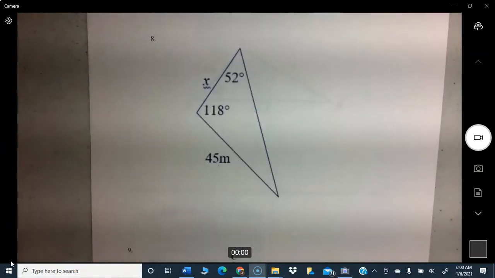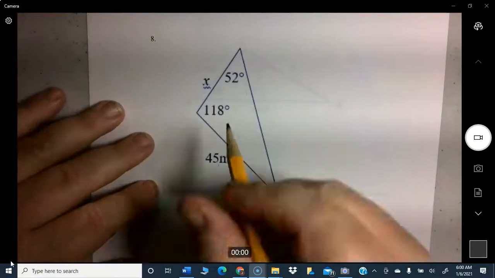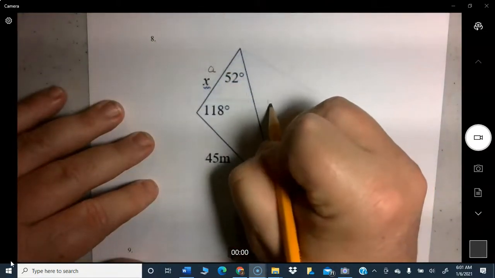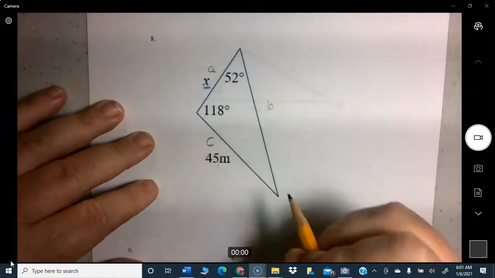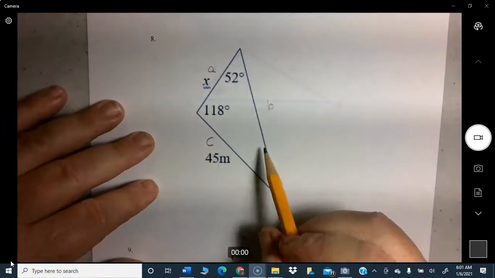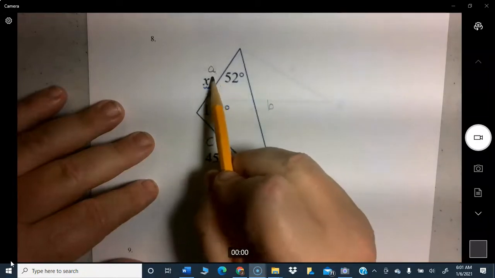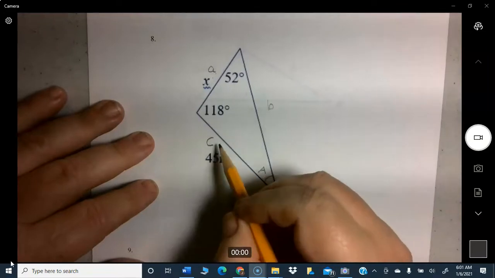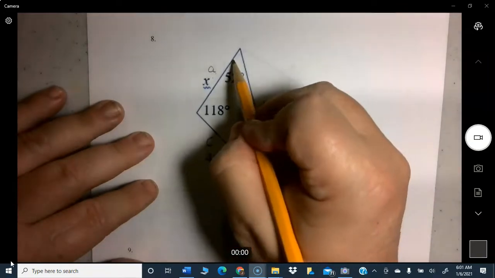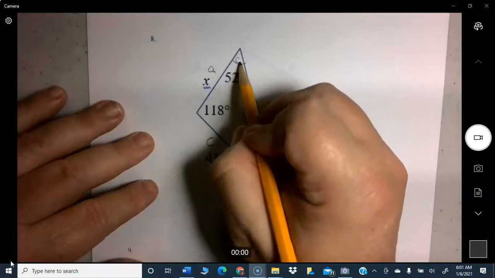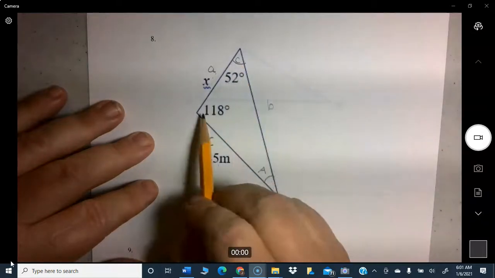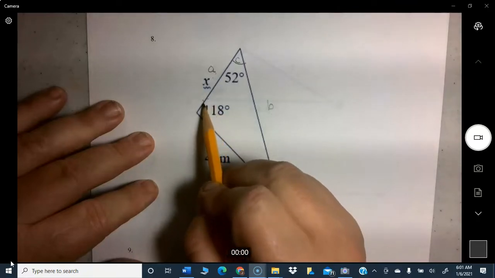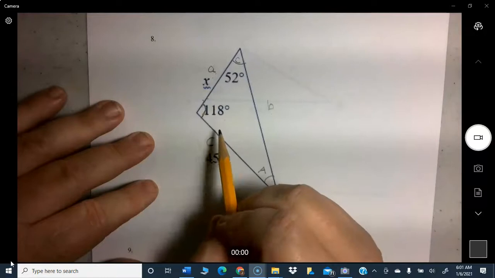And so let's just label. Remember, you get to label however you want to label. So we're going to call this side A, whatever this X is. We'll call this B. We'll call this C. All right, so you have to find the opposite angle. The angle opposite of that A is this one, so this is angle A. The opposite angle of this C is this one, the 52 degrees. And the angle opposite of this B is this one, the 118. That's angle B.